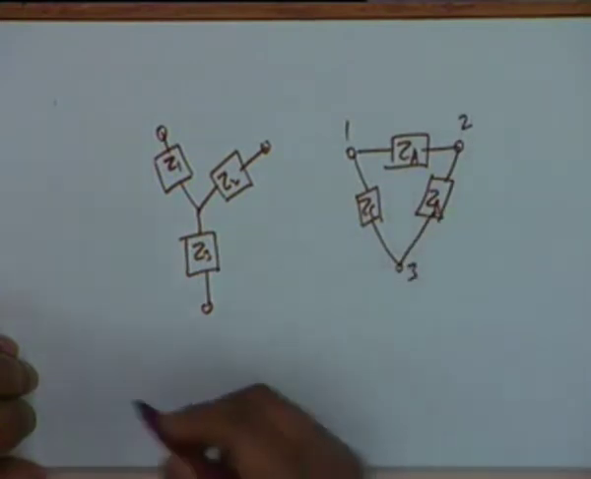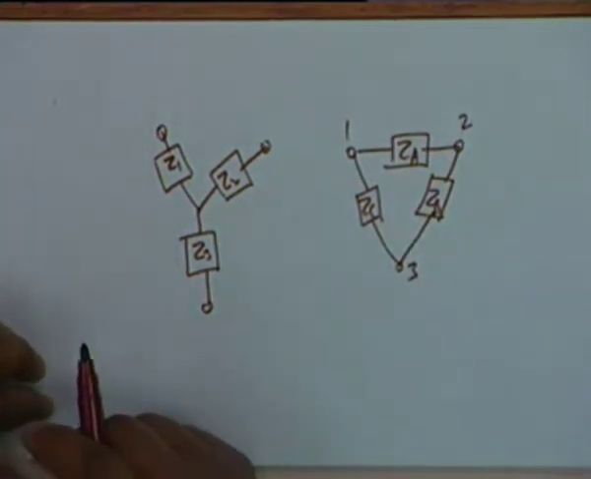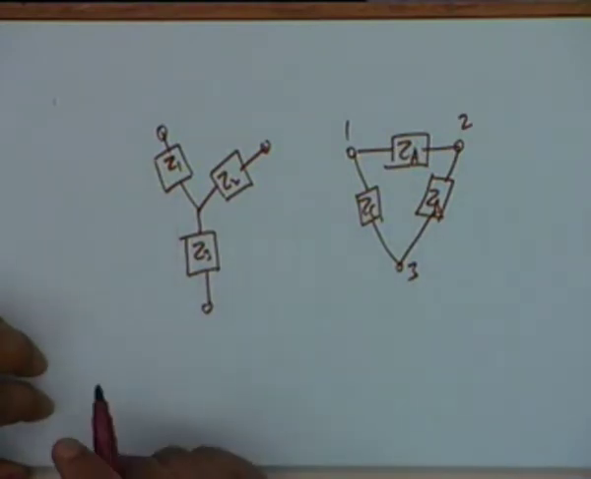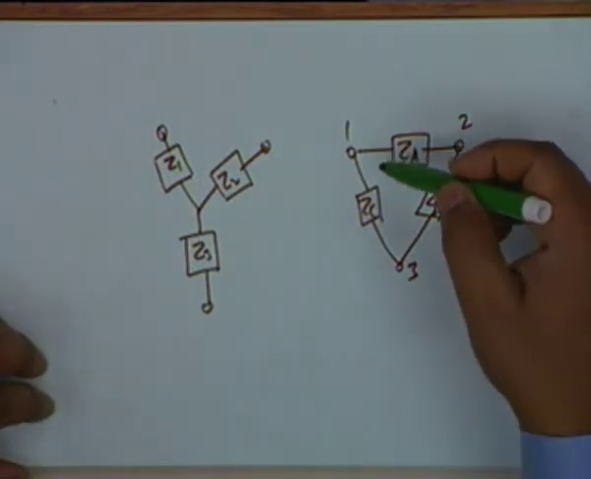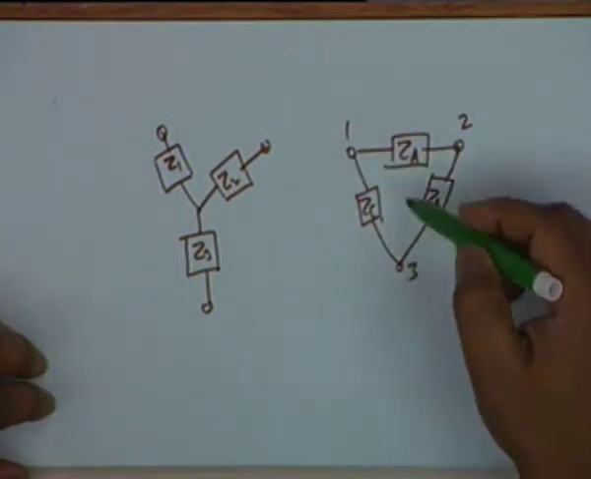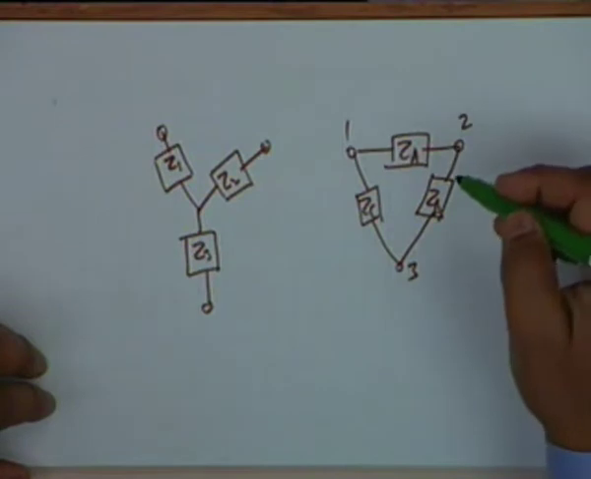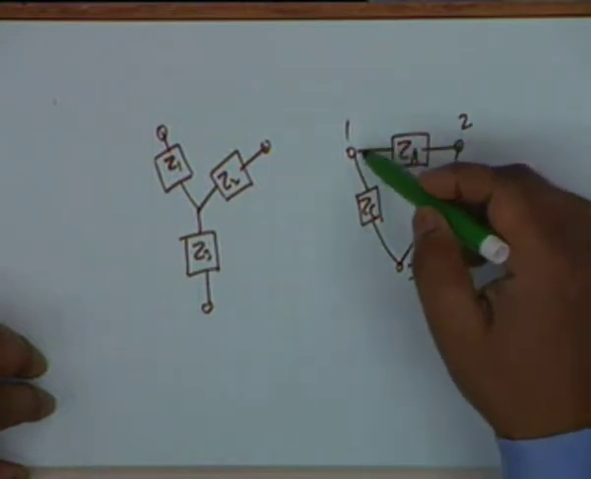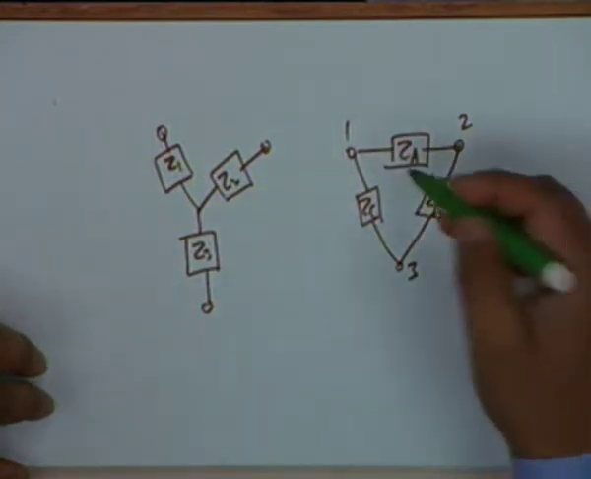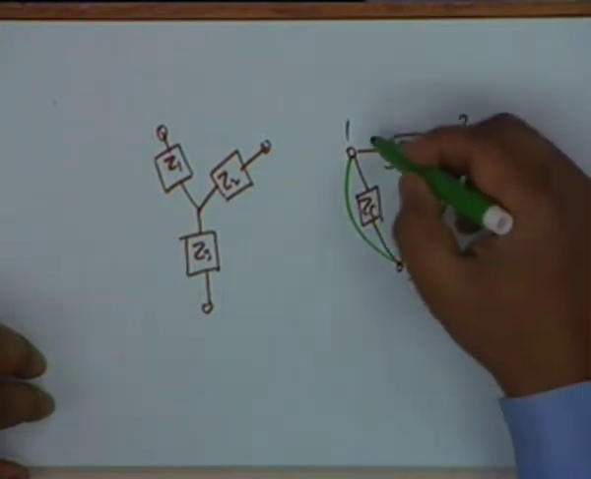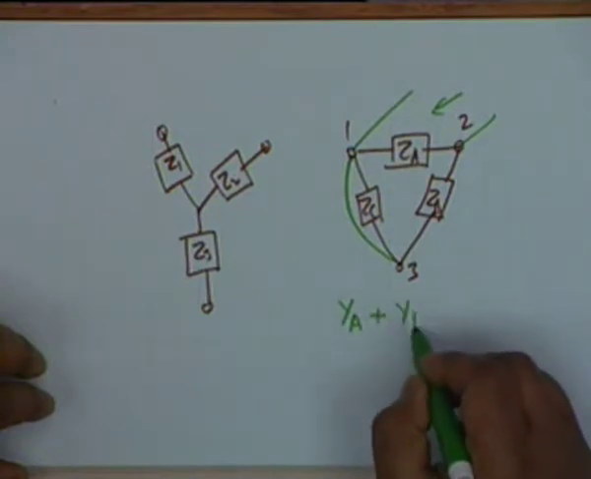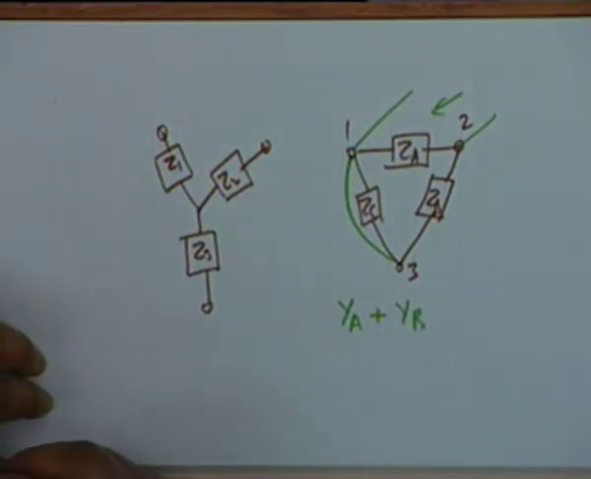1, 2, 3. In the previous case, the duality of the situation suggests that we should measure admittances under short circuit conditions. So suppose we short circuit 1 to 3 and measure the admittance between these two points. What shall we get? We shall get YA plus YB. The admittance shall be YA plus YB.